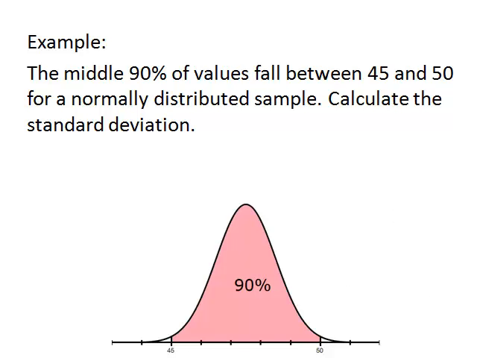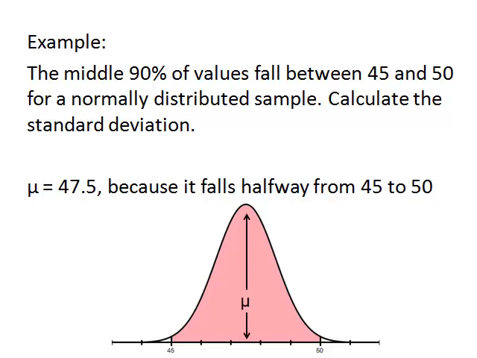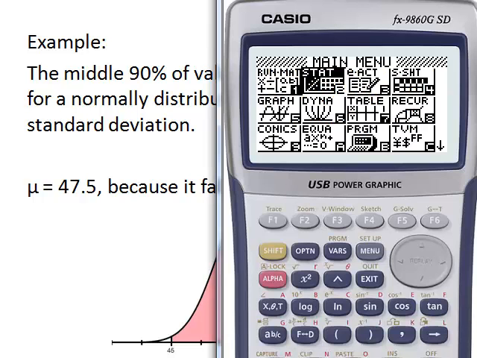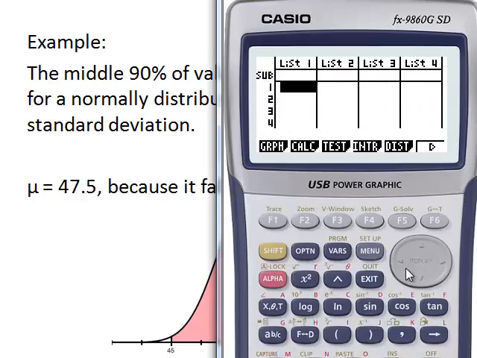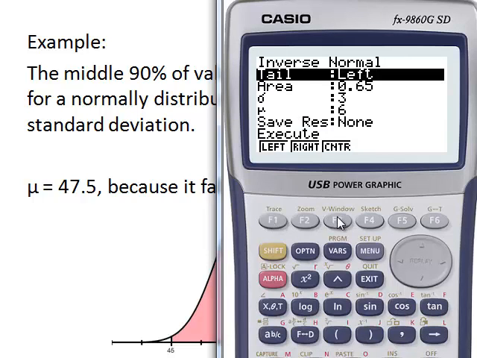First up, we use our knowledge of symmetry to say that the mean must be halfway between those two values, because the standard normal curve is symmetric and the mean is halfway between 45 and 50. Now we need to work out how many standard deviations that is. So we turn our calculators on: stats, distribution, the normal curve, and then the inverse normal curve.